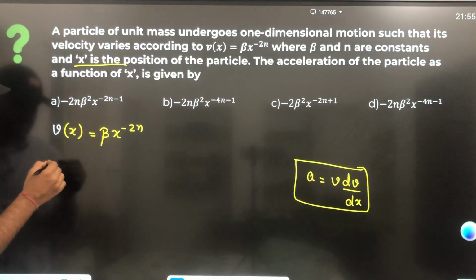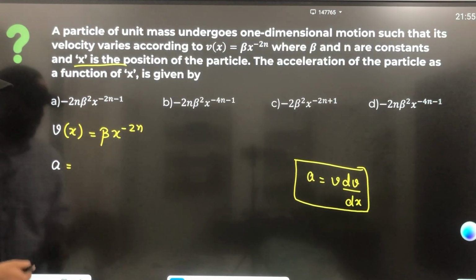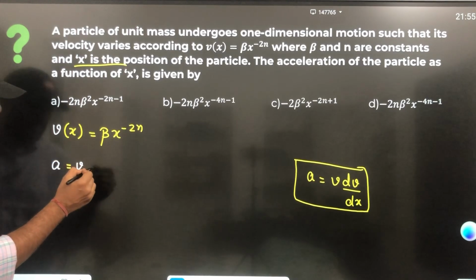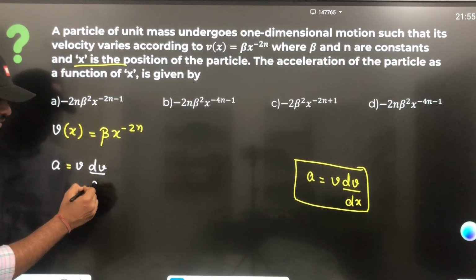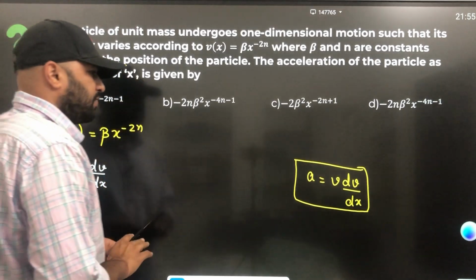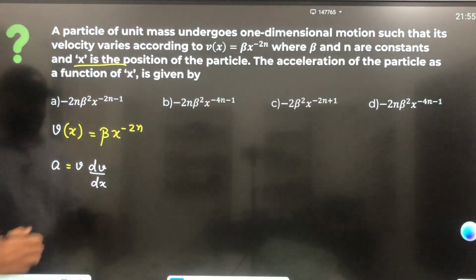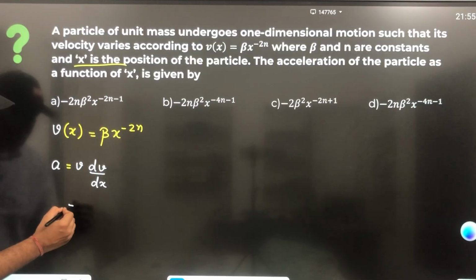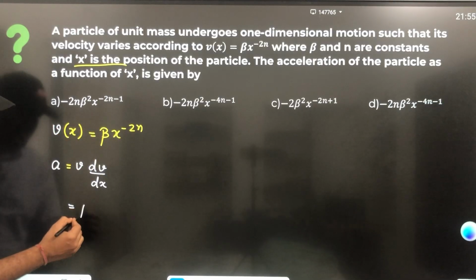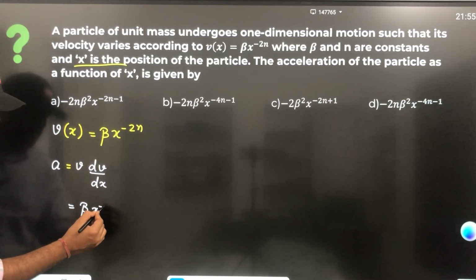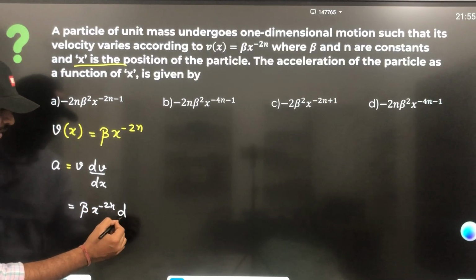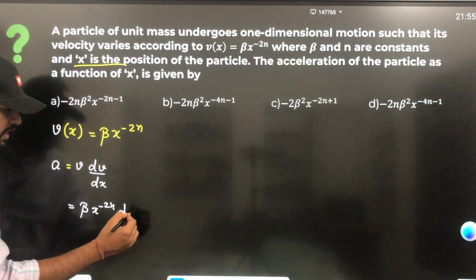Let's figure it out. So acceleration must equal v dv by dx, right? We will make use of this. I hope you got clarity on why we are using this particular expression. So let me substitute here v, because v is already a function of x, so it will be beta x to the power minus 2n, and here it will be d by dx of how much?